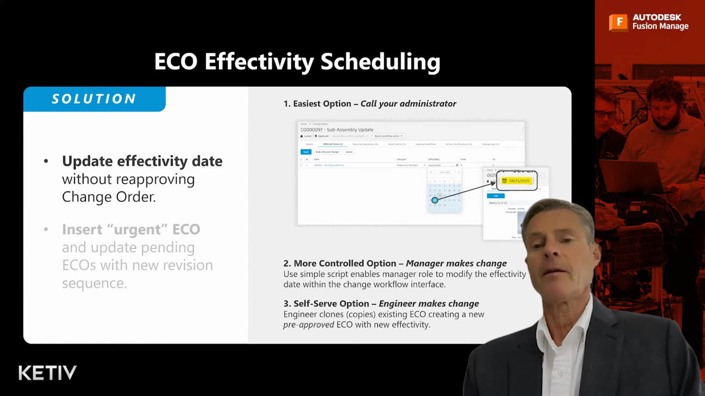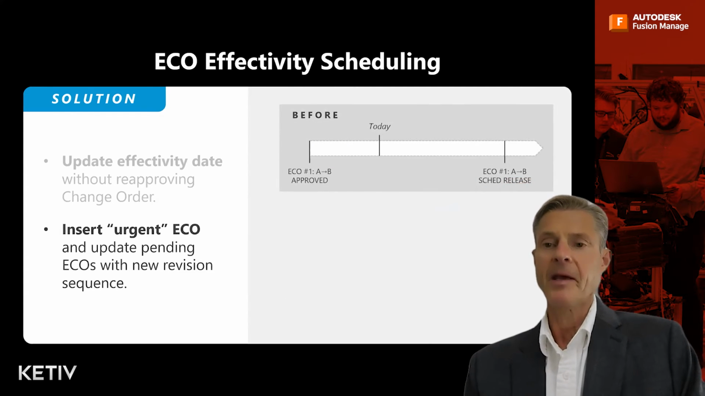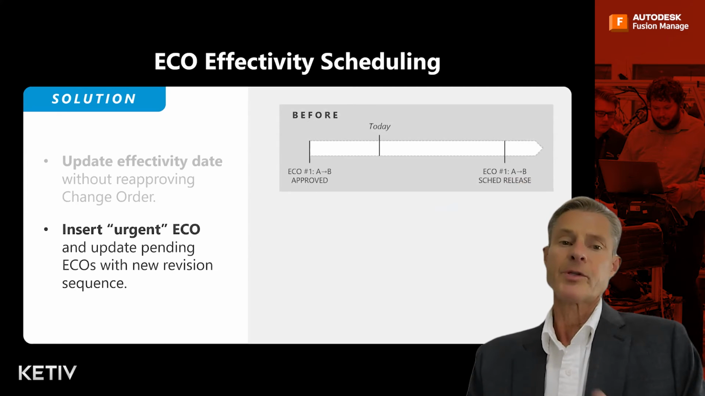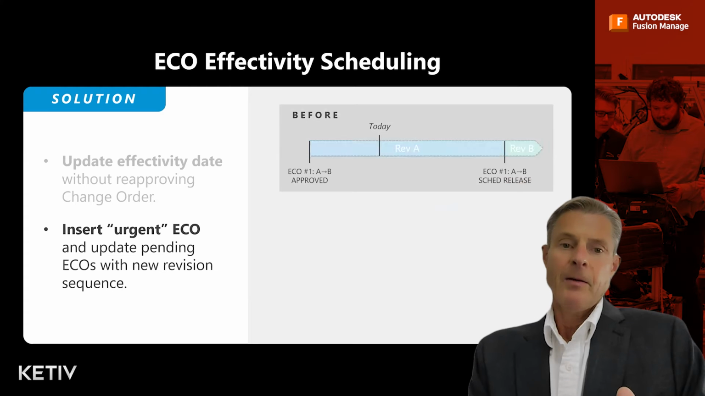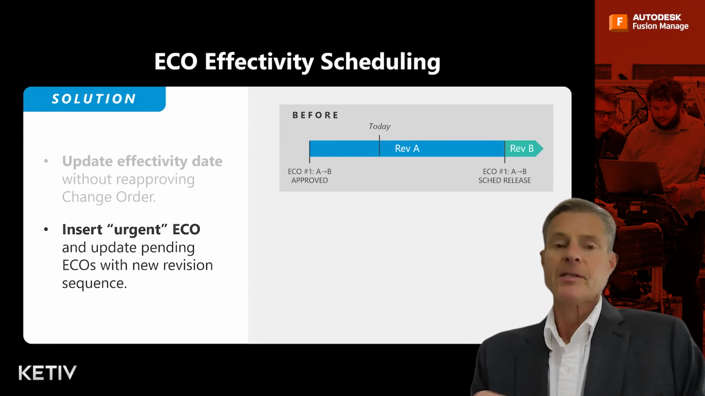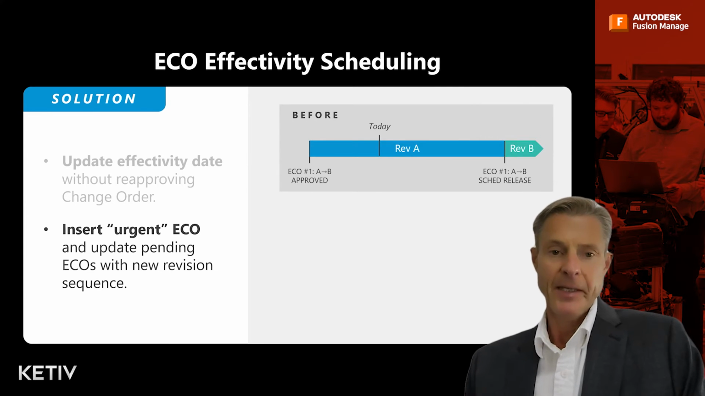So what happens when you've got an urgent ECO and there's a pending ECO on the item that needs to be changed? So in this case, we've got ECO number one, approved on some date, maybe a couple weeks ago. And it's at Rev A, and it's scheduled to be released sometime in the future that will take it to Rev B. So what happens if we need to insert an urgent ECO today?